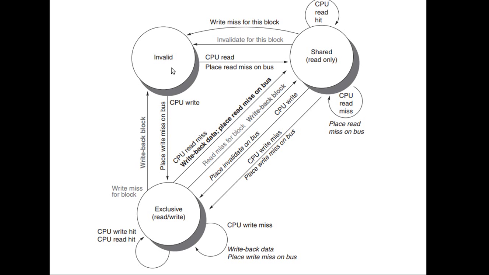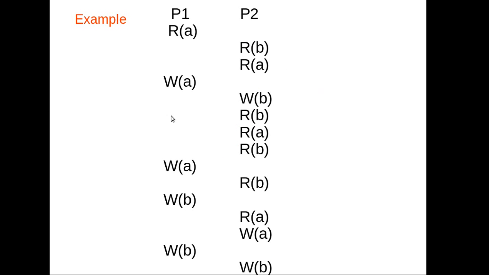Here is the state transition diagram of write invalidate protocol, and here are three states: invalid state, shared state, and exclusive state. And all these lines are transitions between the states. So let me explain write invalidate protocol using an example, and this is the one. It is better to note the example to have easy understanding while watching the video.